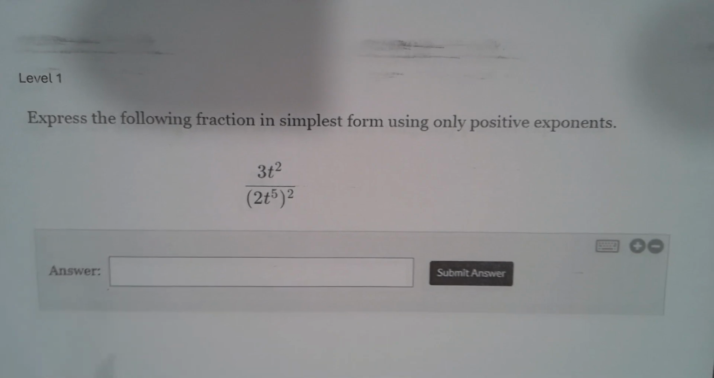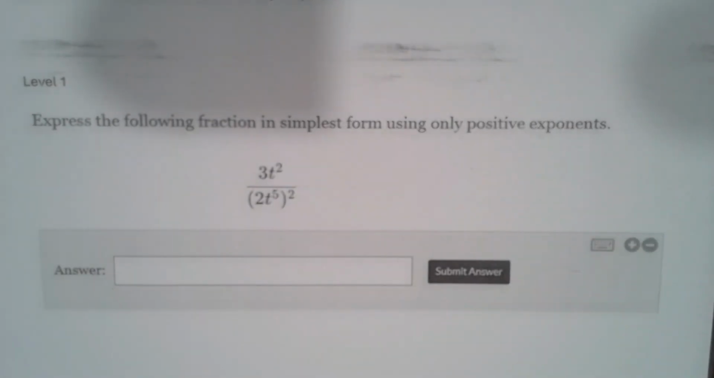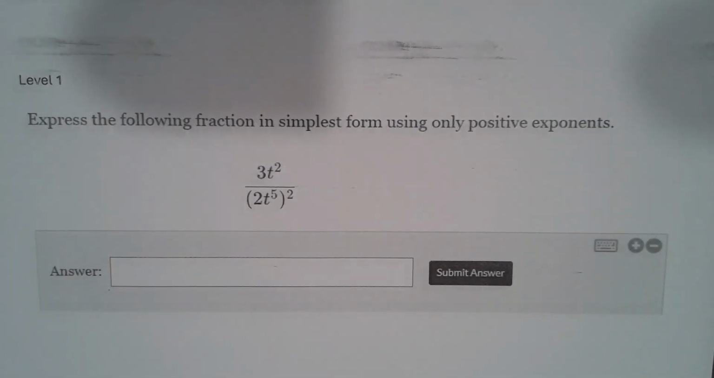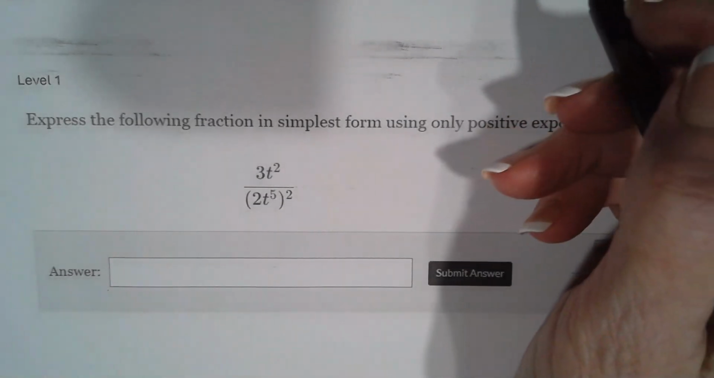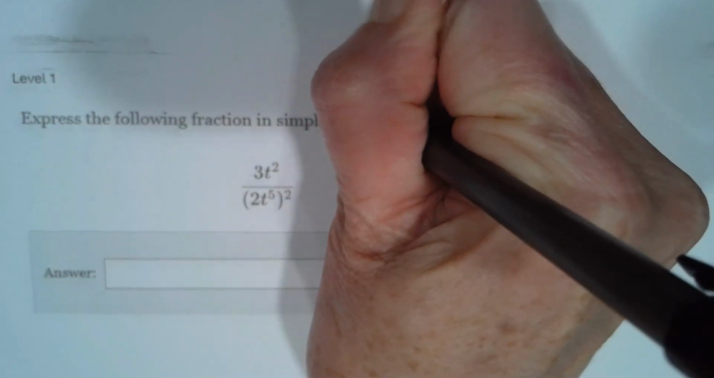You may want to pause this and write this down, because I realize you don't have the paper that I have. These are examples that are going to be on your Delta Math. So we always want to do a power to a power first.